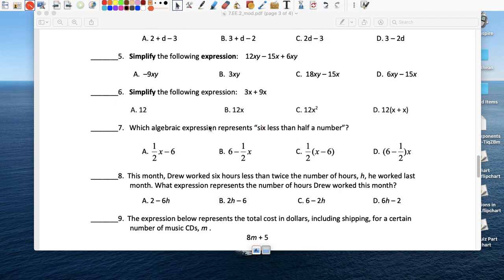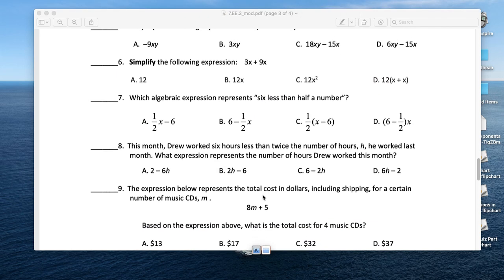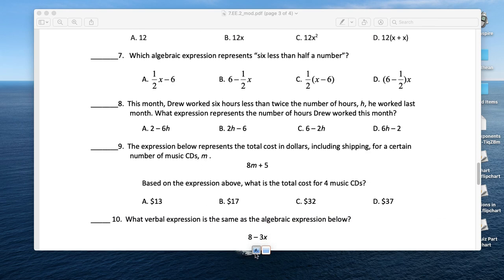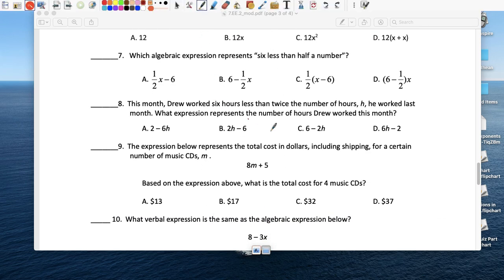8. This month, Drew worked 6 hours. Okay, so again, 6 hours less than, again subtraction, twice the number of hours h. Watch the expression, again a turnaround word, it becomes 2h minus 6. And here we go.